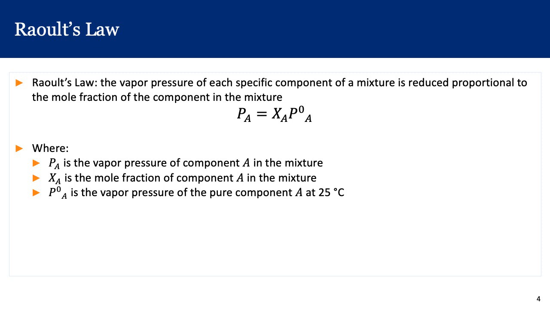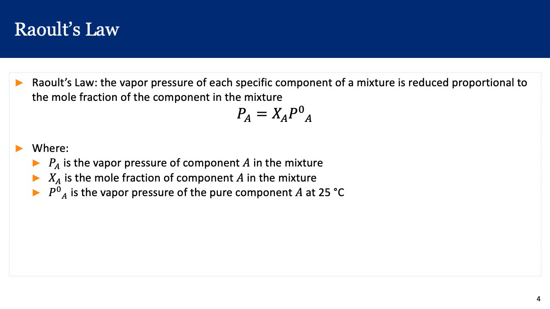The first law to review, and you may have encountered this during your freshman chemistry, but you might have forgotten it, is called Raoult's law. And Raoult's law basically says that when you have a mixture, so till now we've been only looking at pure compounds, pure benzene or pure xylene and so on. But if you have a mixture, then the vapor pressure of each specific component in a mixture is reduced proportional to the mole fraction of the component in the mixture.